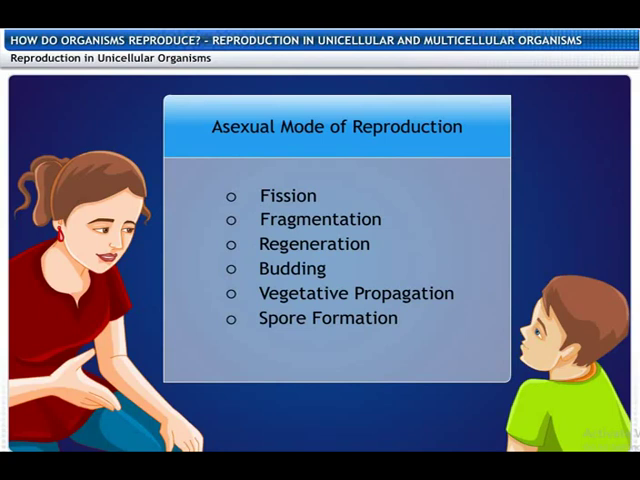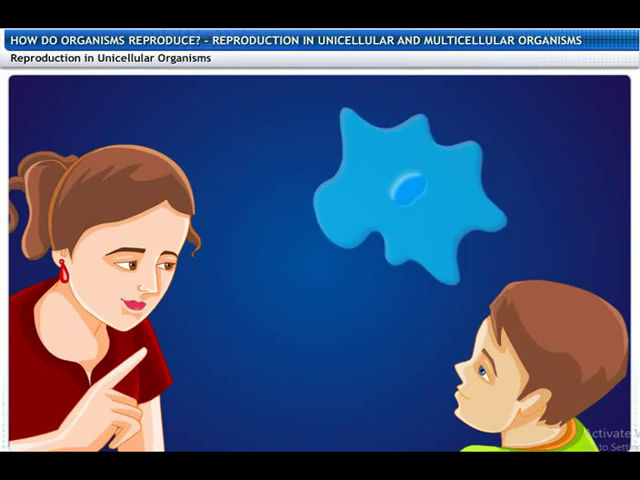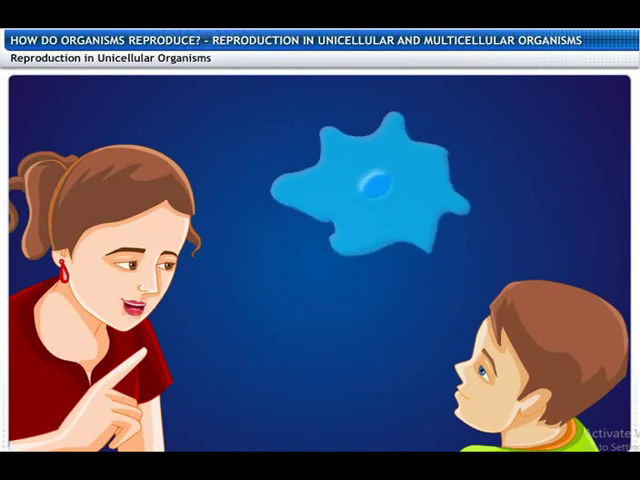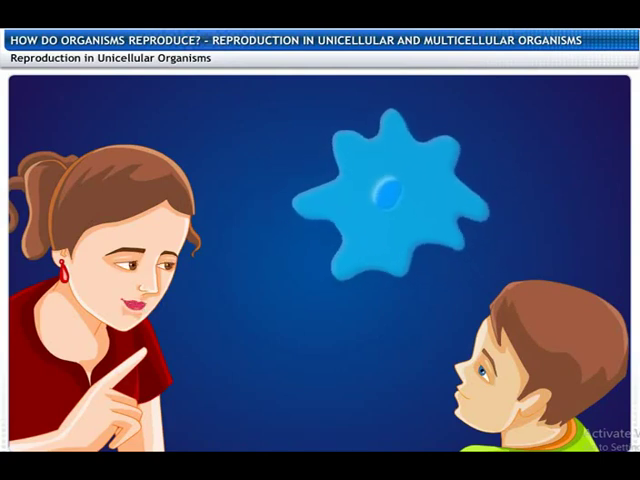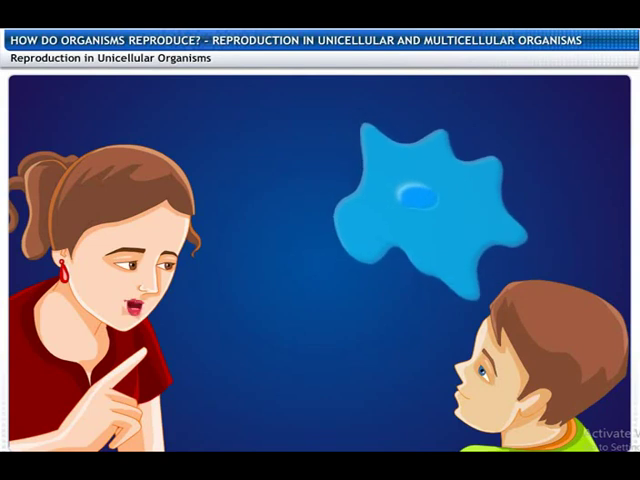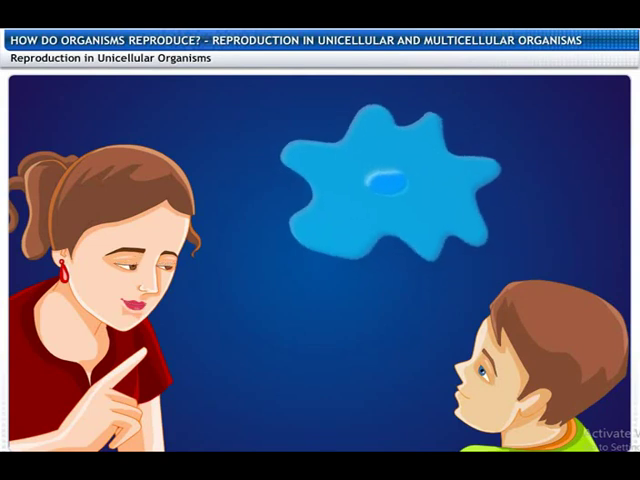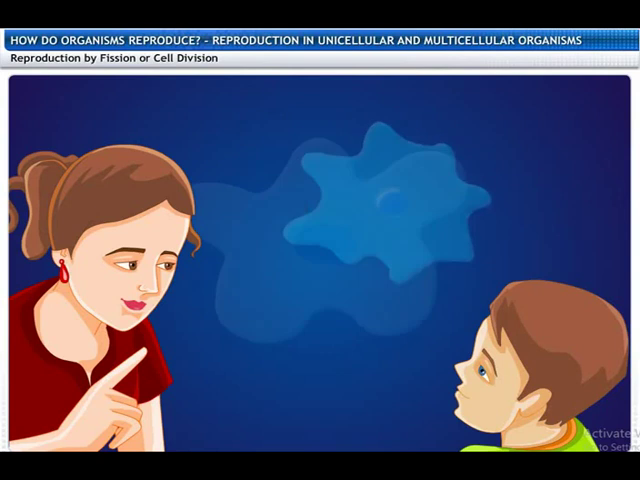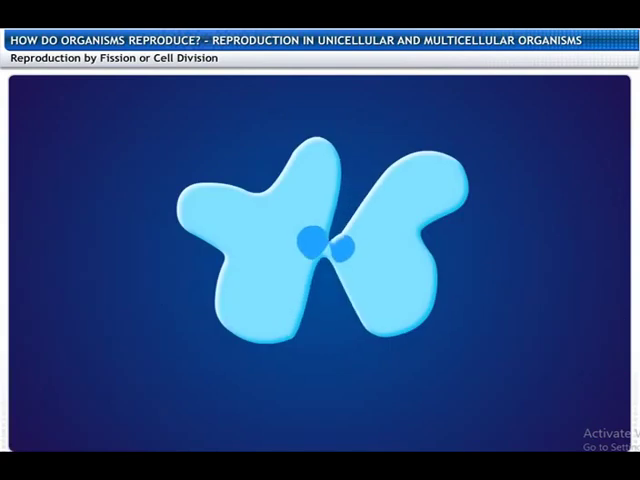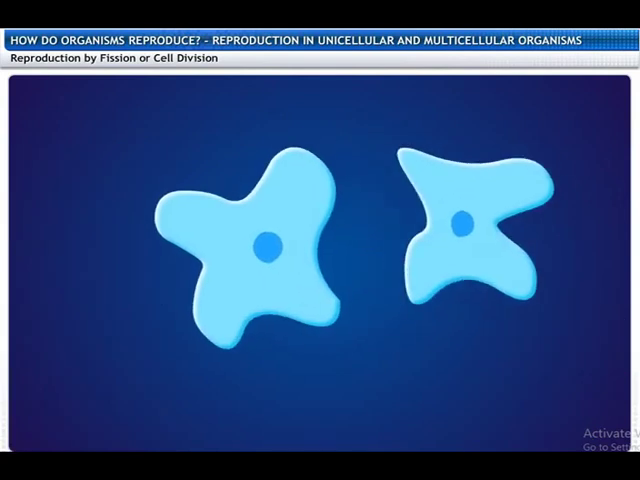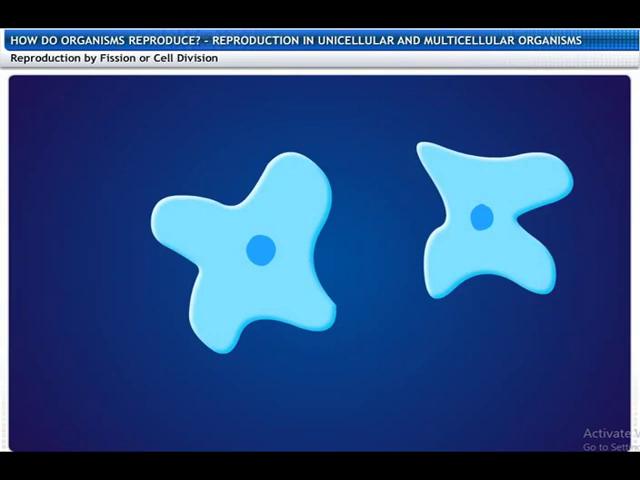Wow, so many ways of reproduction. True. But let's begin at the very beginning. Can you think of a simple unicellular organism? How about amoeba? Good example. Amoeba is a unicellular organism that reproduces by cell division.